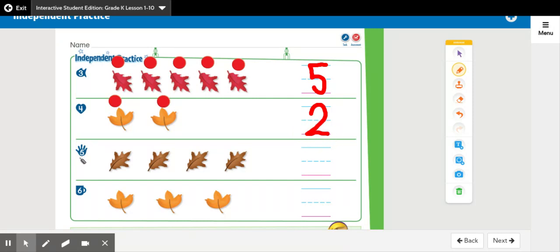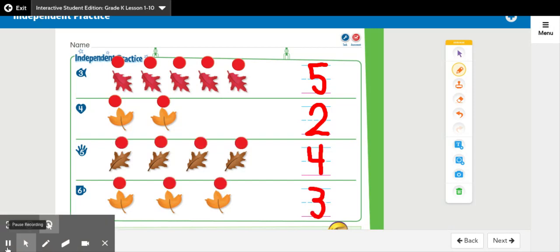Now you go ahead and do number 5 and 6. Use your counters to count, and then write your numbers. Press play when you're done to check your answers. Let's check those answers. For number 5, you should have used 4 counters for the 4 leaves.